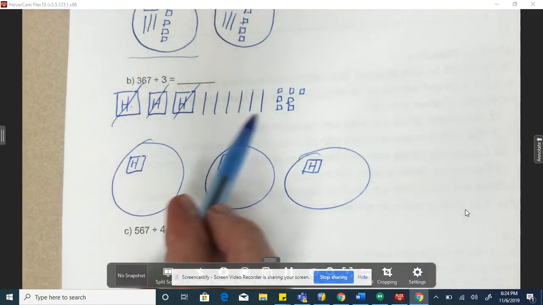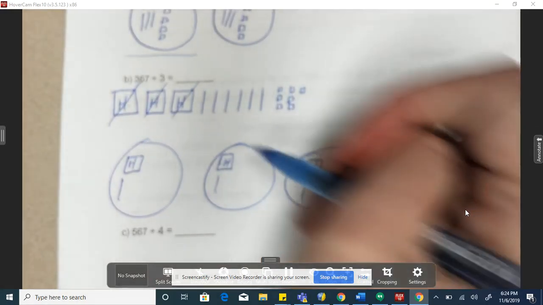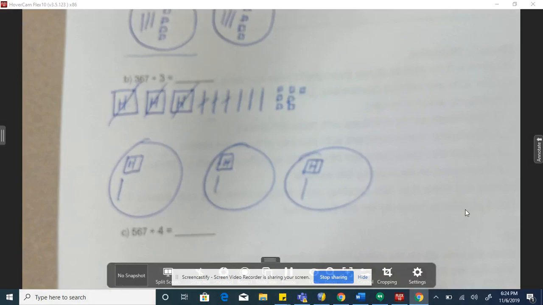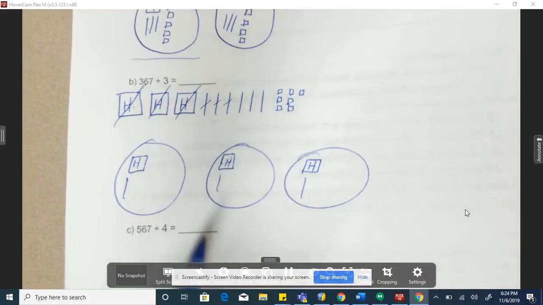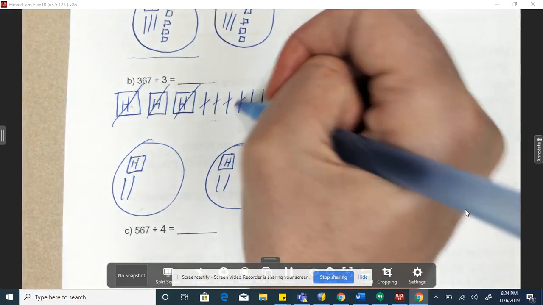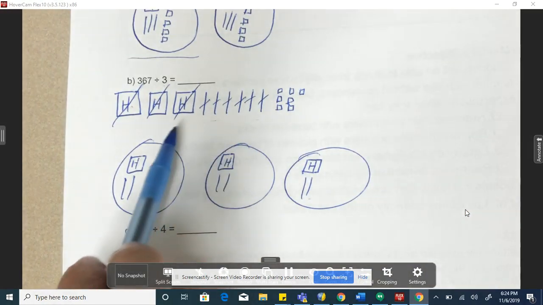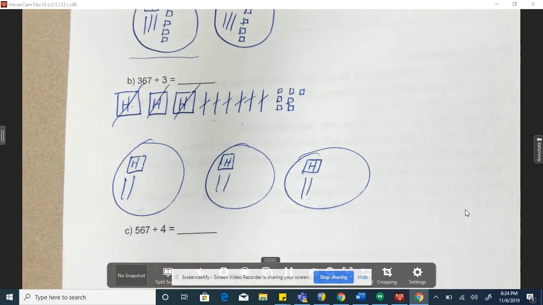Now we're going to be replacing the tens. So I'm going to start by putting 1 ten in each group, and I'm going to cross out 3 tens because I've used 3 of them. I'm going to do the same thing here. Now I'm going to cross out 3 more tens because I've used them. And now we're done with tens. We've evenly distributed them. We're going to move on to ones.